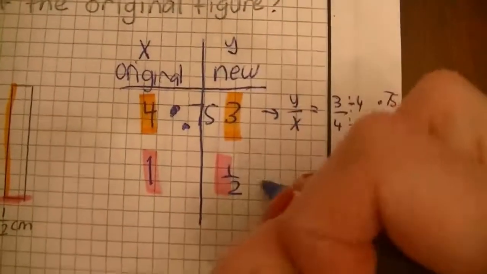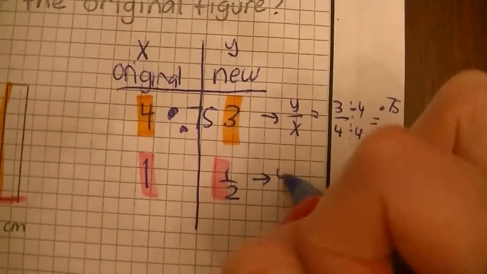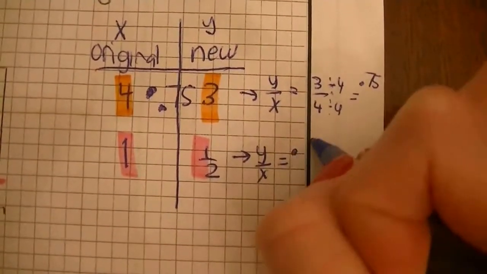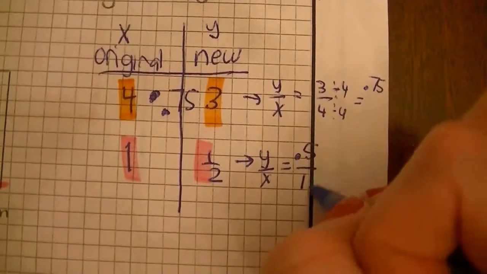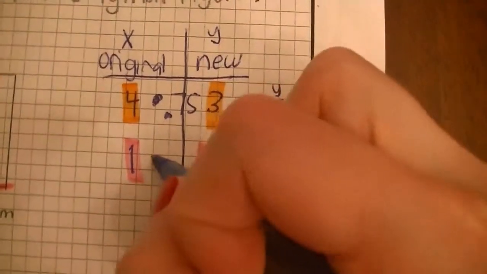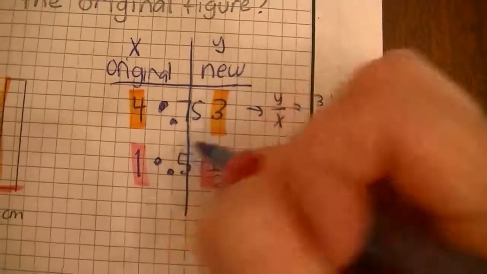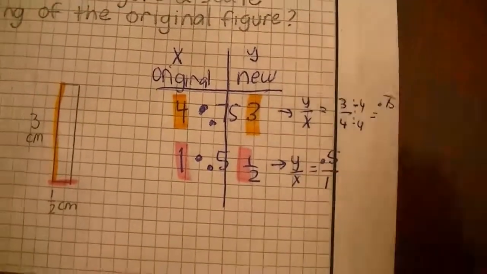And right here, again, y divided by x. Instead of writing 1/2, I'm going to write 0.5 because I know that's the same exact thing. I can be interchangeable with those because they're equivalent. So it'd be 0.5 over 1. And oh, that's already 1 in the bottom, so that's the scale factor there for that. So you'll see that they're not the same. This is not a proportional relationship. So this is not a scale drawing, okay?